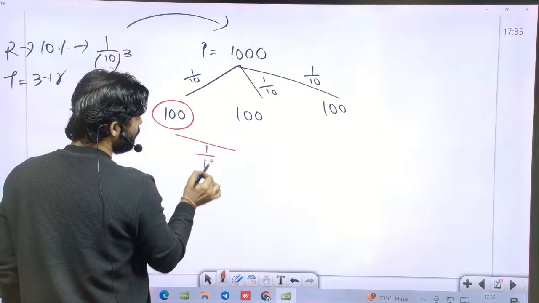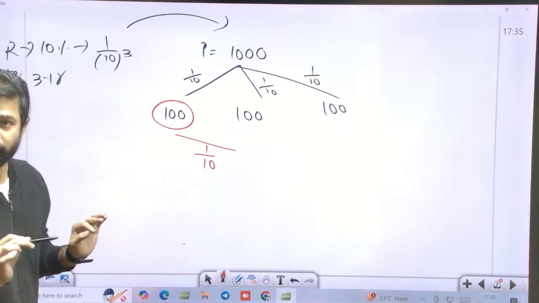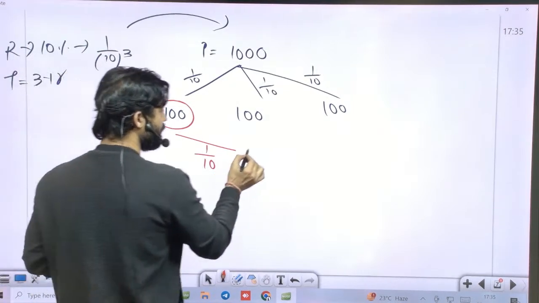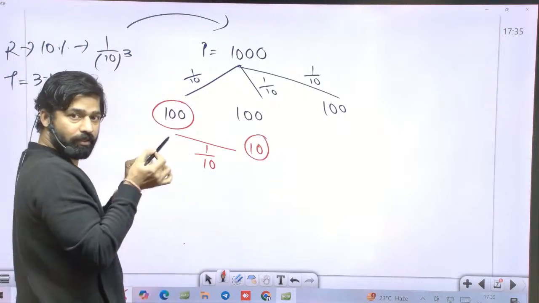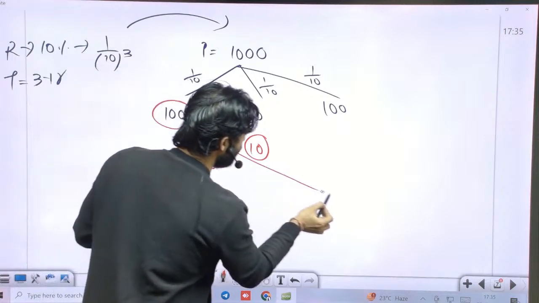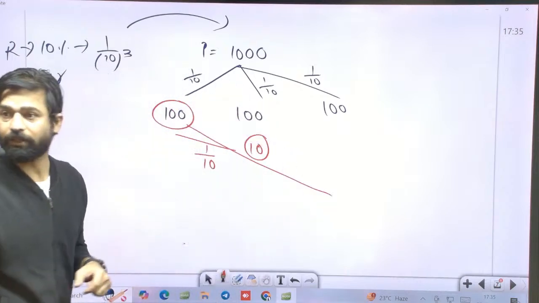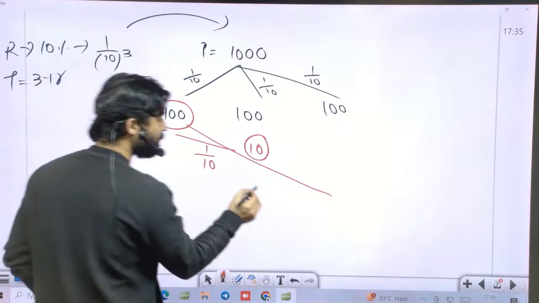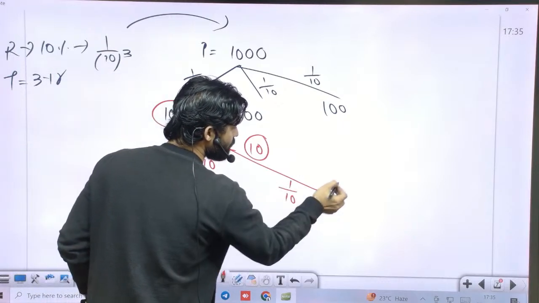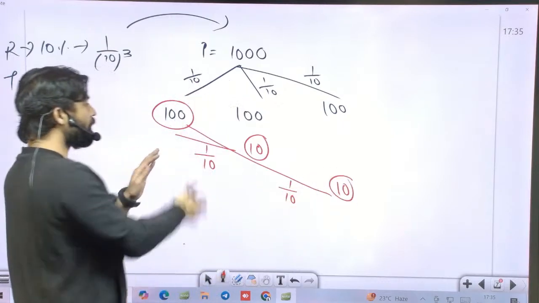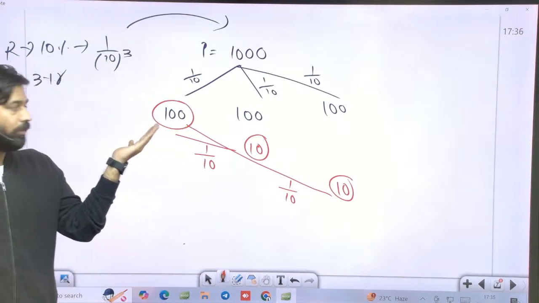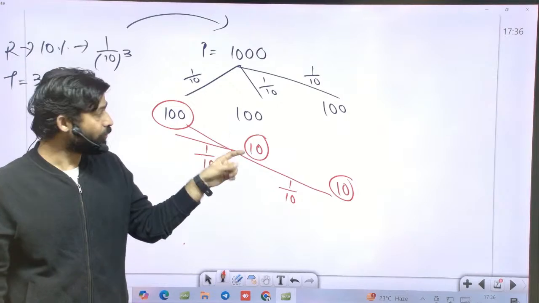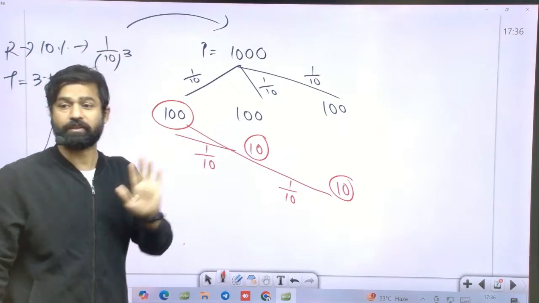So it will be at 1 by 10. So 1 by 10 of 100 is 10. But it will give us the interest at the end of the third year also. So it must be at 1 by 10. So it is also 10. Now we have collected all the interest from this 100. Next turn is we have to collect the interest on this 100 and this 10 also.